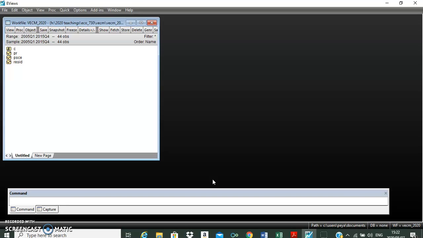Now I'm going to demonstrate to you how to estimate the vector error correction model. What I should emphasize here is that all the steps are similar to what you do under VAR. In other words, you have to go through all the steps that you go through under VAR.